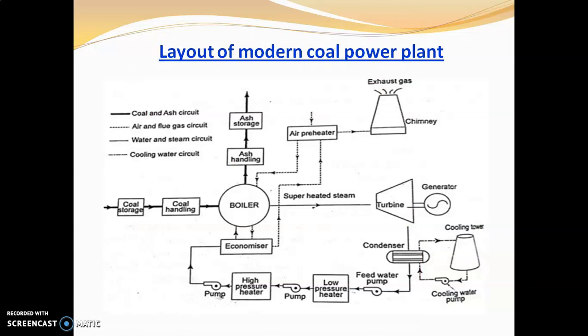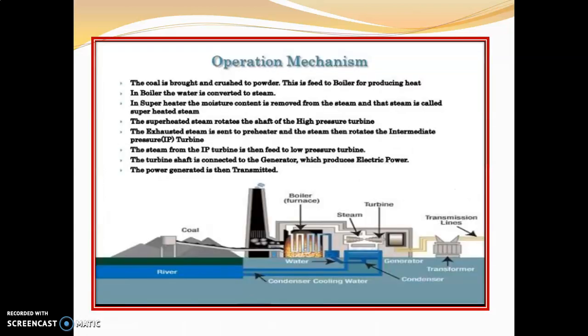Now we are going to study the modern coal power plant. This is the simple layout diagram. It consists of boiler, turbine, condenser, generator, coal handling equipment, and ash handling equipment. These are all the major equipment used in the coal power plant.